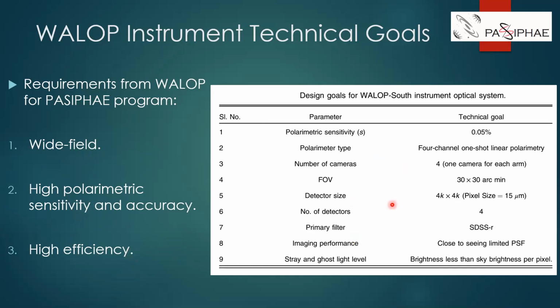The table here captures the technical goals of the WALOP instruments. We are aiming for a polarimetric sensitivity of 0.05%. One of the key features of this instrument is 4-channel one-shot polarimetry, with the total number of cameras being 4. I'll talk about this in a succeeding slide to make it more clear. The field of view goal is 30 by 30 arc minutes, and the aim for the optical design is to achieve a close to seeing-limited PSF for the entire field of view.